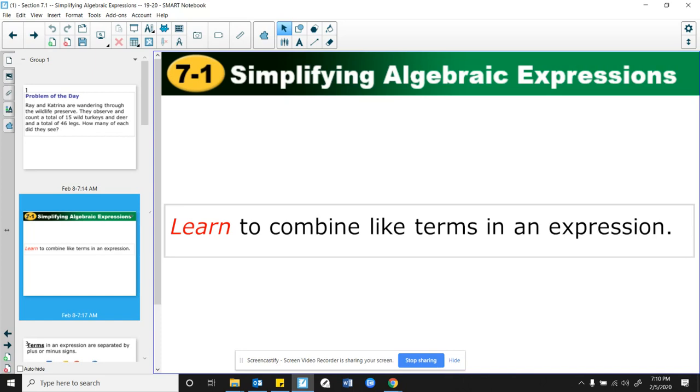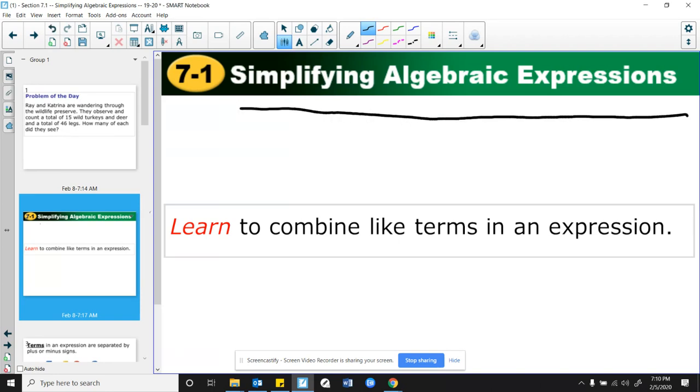All right, so again, as we always do, we're starting in chapter 7:1. Okay, the first part here, and it's a very basic part of this chapter. Okay, it's titled again, you can see it right up there. I've got it on your guided notes, Simplifying Algebraic Expressions. Okay, bear with me with the handwriting. I'm not very good at this yet. Okay, and our goal is to learn to combine like terms in an expression. All right, here we go.